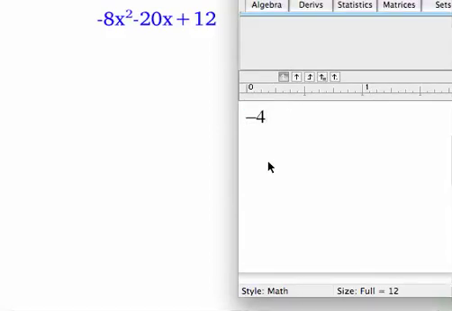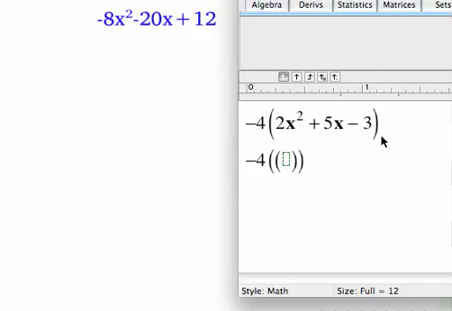So if we factor out negative 4, inside we're left with positive 2x squared and positive 5x and negative 3. Then I'm just going to use my trial and error method to factor this. So negative 4, make a pair of brackets. And in the first bracket, I'm looking for the factors of 2x squared. So I'm looking for the factors of 2, which is 2 and 1. So 2x and 1x.